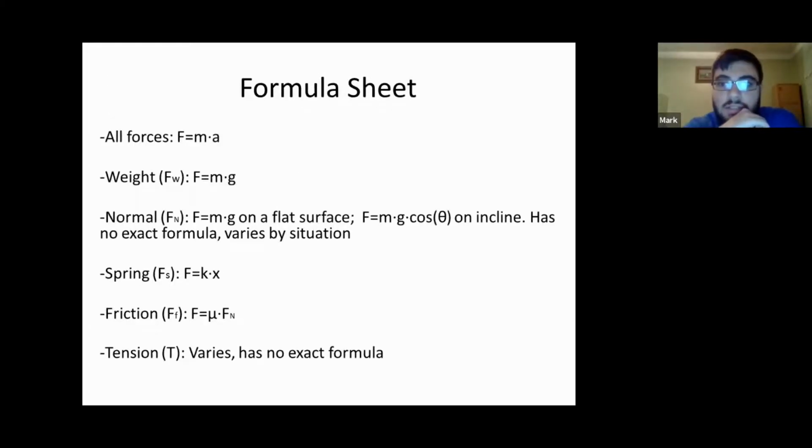So, formula sheet. This is kind of like a summation of what we've already been talking about. The general formula for forces is force equals mass times acceleration, F equals ma. For weight, Fw, force is equal to mg. Again, very similar to the basic equation, just using gravity as the acceleration. Normal force is F equals mg on a flat surface. It's also F equals mg cosine theta on an incline.